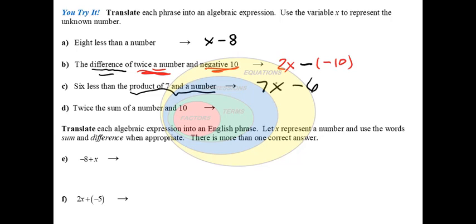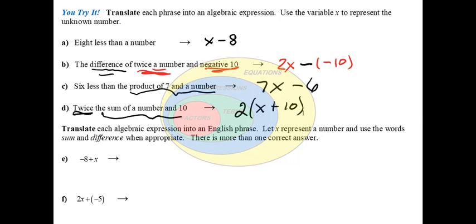And the last one, it says twice the sum of a number and 10. So twice, and then I need to take the sum of a number and 10. So the sum of a number and 10 is x plus 10. How do I take twice that? I need to multiply the whole expression by 2.